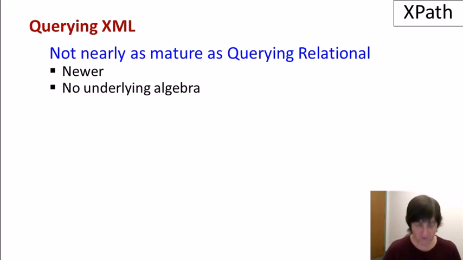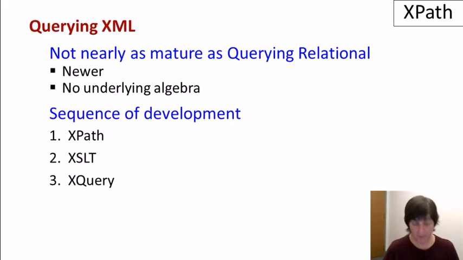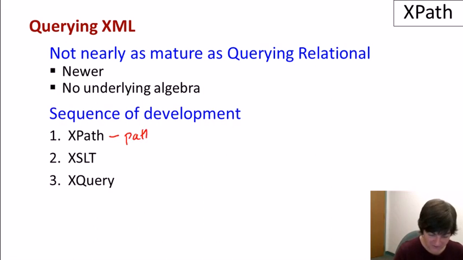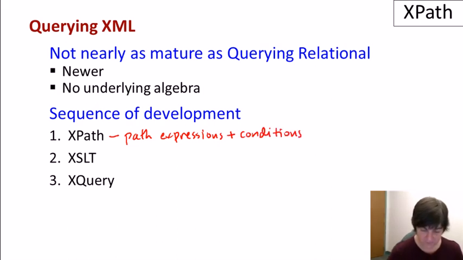Let's talk about the sequence of development of query languages for XML up until the present time. The first language to be developed was XPath. XPath consists of path expressions and conditions. And that's what we'll be covering in this video once we finish the introductory material.